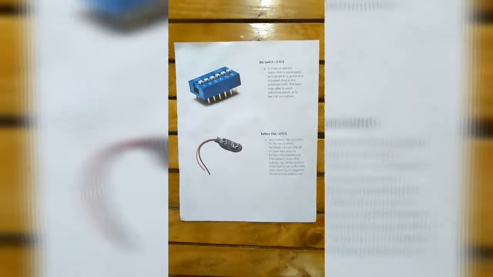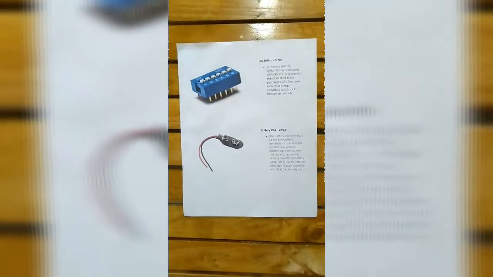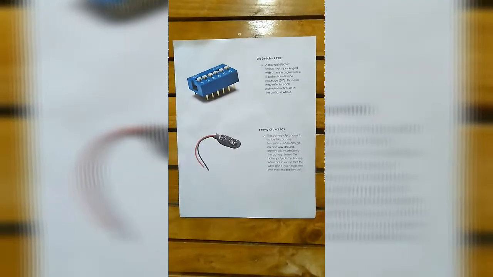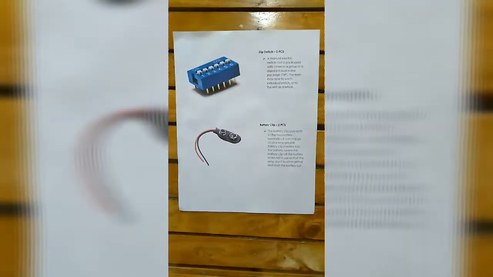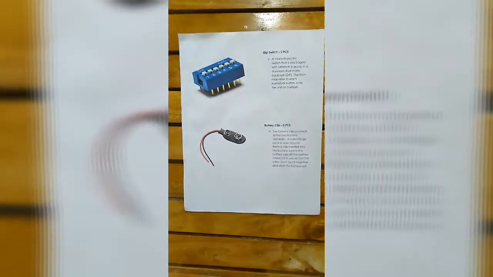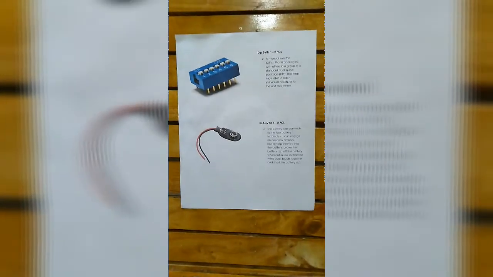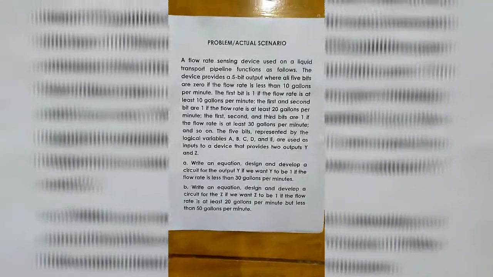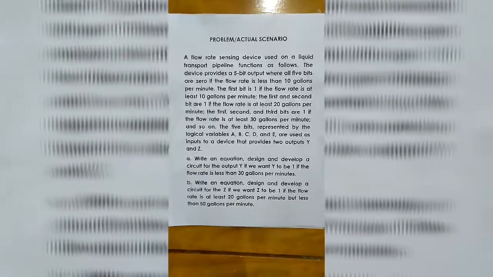The ninth material is the DIP switch. So we need 5 inputs. So 1, 2, 3, 4, 5. Then the last one, the 10th material that we need, is the battery clip. We need two pieces. After introducing the materials that are needed in the experiment in circuit design A and circuit design B, let's proceed to the problem scenario.